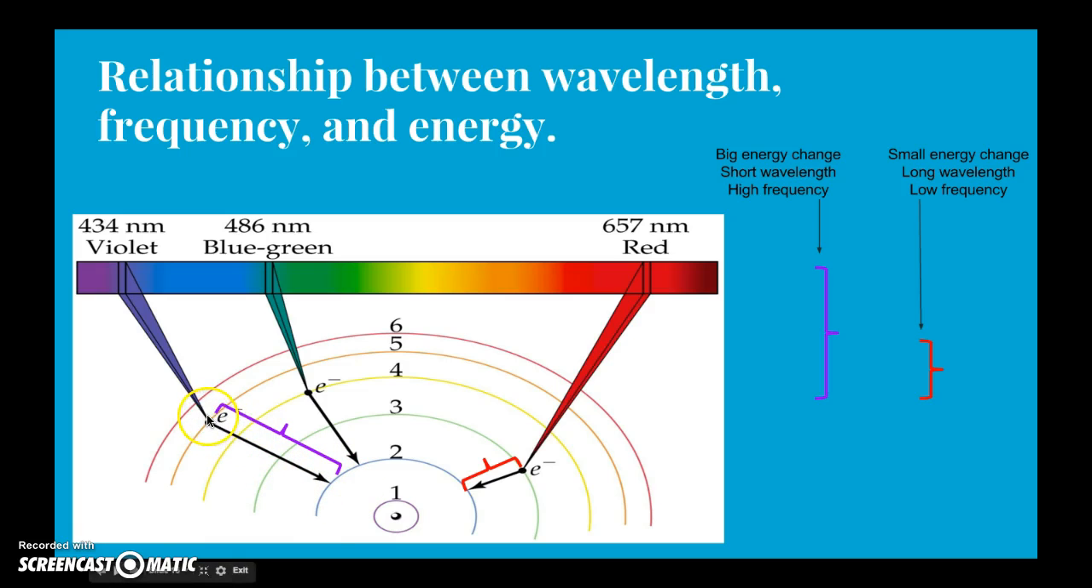Then what I'm going to get is a large energy change. That large energy change is going to give me a small wavelength compared to this one, which just went on a little trip from 2 to 3. That's a small energy change, which gave me a longer wavelength, 434 nanometers compared to 657. So if you look over here on the right side, I just took this little bracket and put them next to each other. Big energy jump, short wavelength, high frequency. Small energy jump, long wavelength, low frequency.